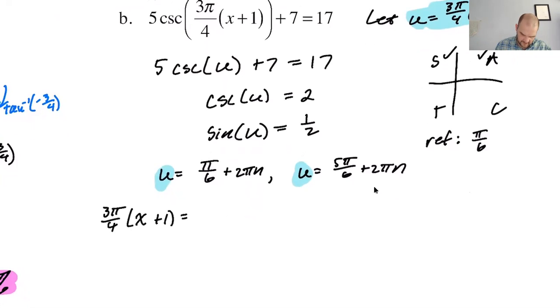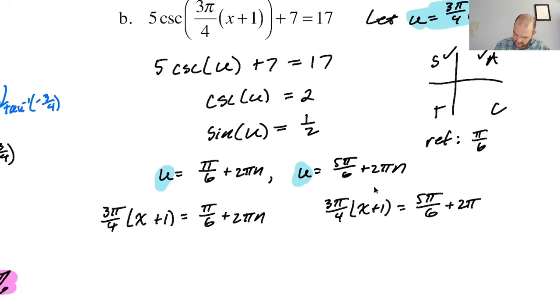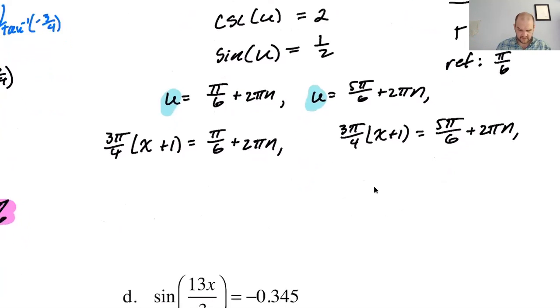So this equals pi over 6 plus 2 pi n, or 3 pi over 4 times x plus 1 equals 5 pi over 6 plus 2 pi n. Okay, so I like to put the comma when I remember to indicate that n is an element of the integers, but I don't want to write it a lot, so I've skipped that.